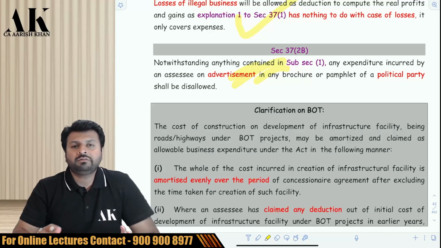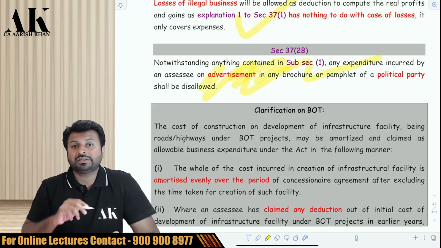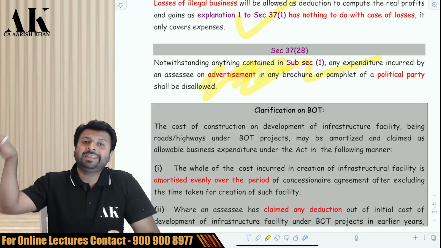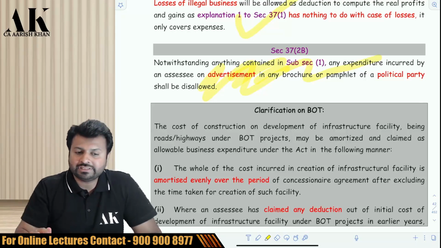So moral of the story, what will be the treatment? You disallow under PGBP because it is in a brochure of a political party. But you can take that as a deduction, as a donation under 80GGB or 80GGC. It is allowed as deduction.